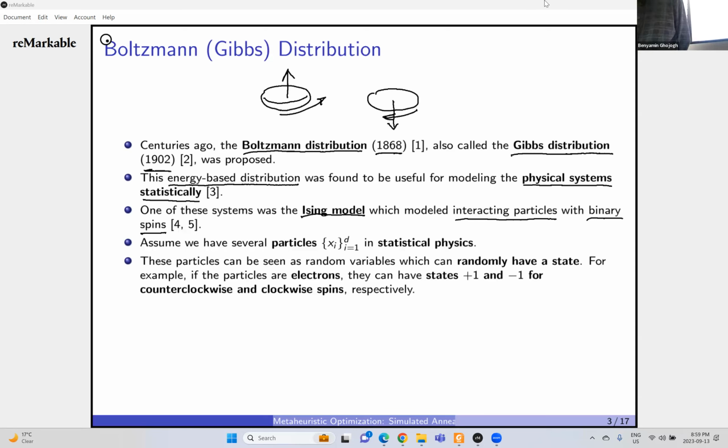It's very important. Assume we have several particles, x1 to xt. Each of them can be a particle. For example, an electron is a particle. In statistical physics, these particles can be seen as random variables which can randomly have a state. For example, if the particles are electrons, they can have states +1 or -1 for counterclockwise and clockwise spins respectively. Spins, how do they rotate?